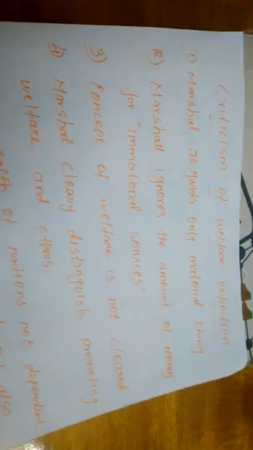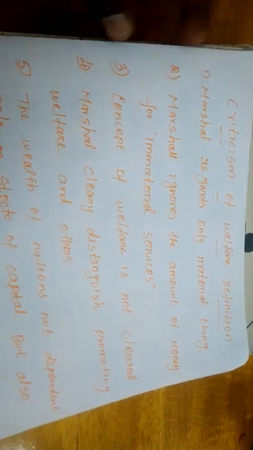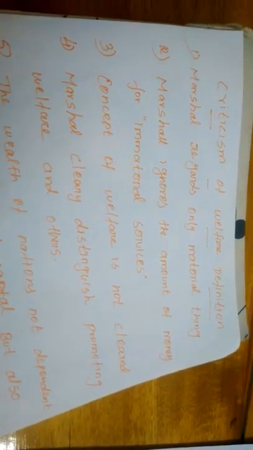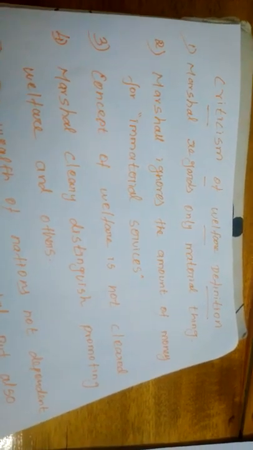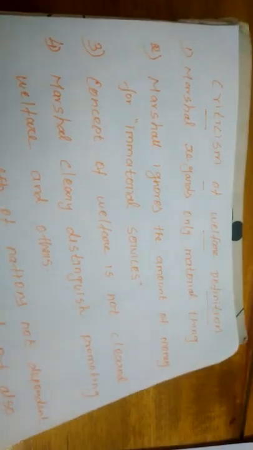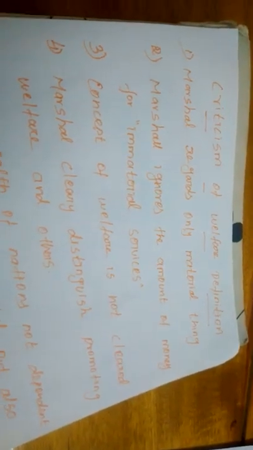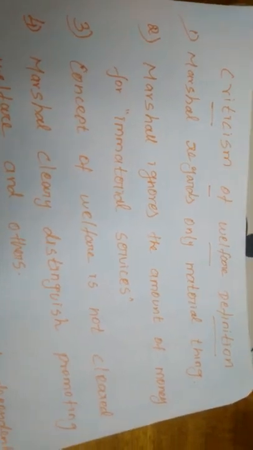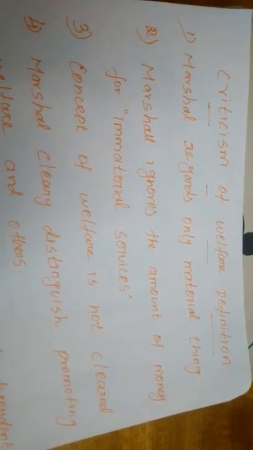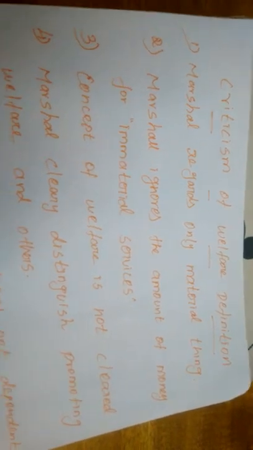Okay students, next is the criticism of welfare definitions. When we compare it with the wealth definition, the welfare definition is somewhat better, but it also has some criticism from other economists. The first one is that Marshall regards only material things, but he does not consider immaterial things such as the service of a doctor, teacher, and so on. But they also promote people's welfare, right?